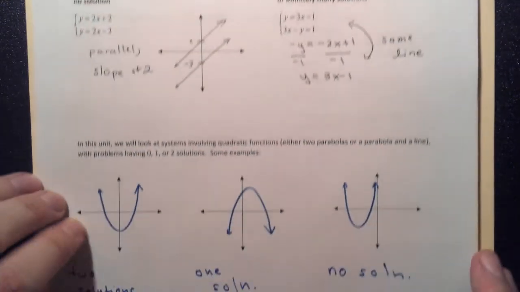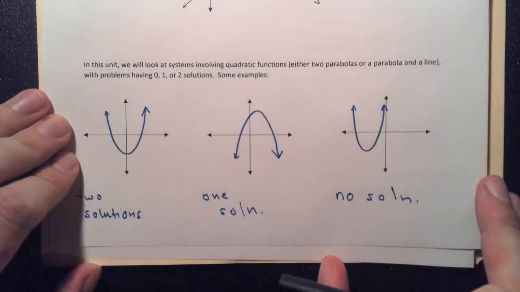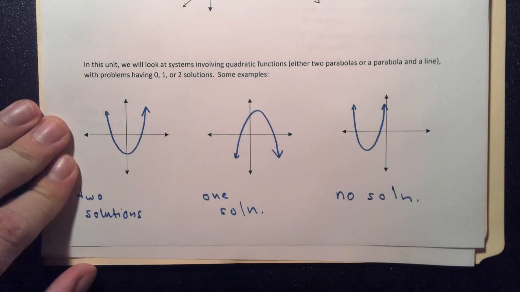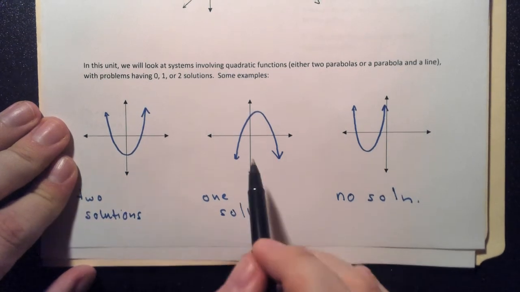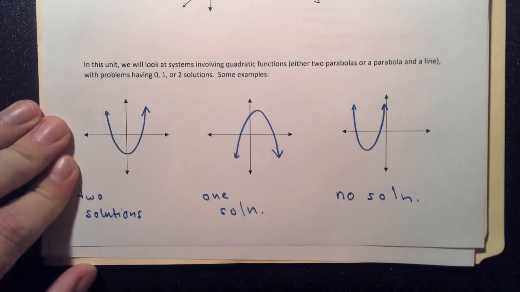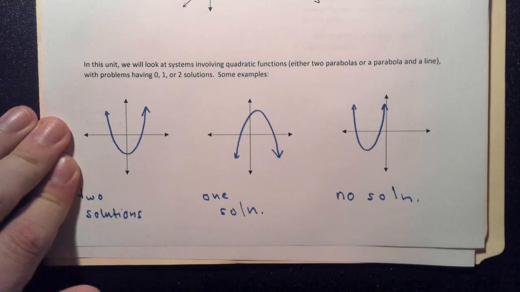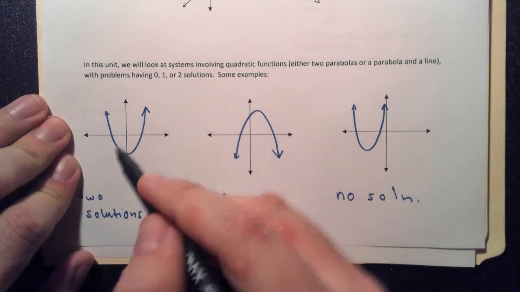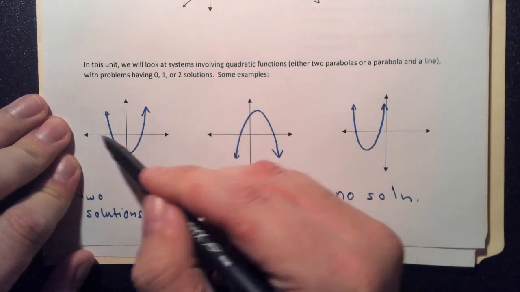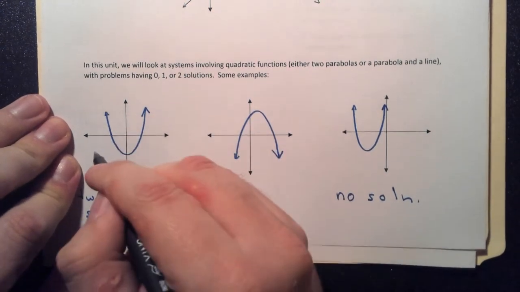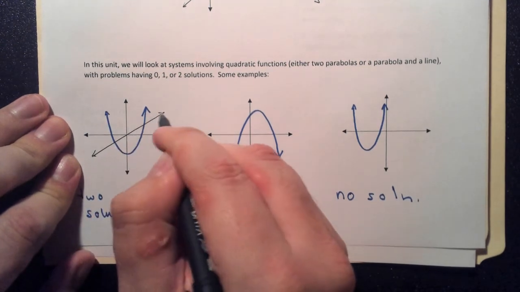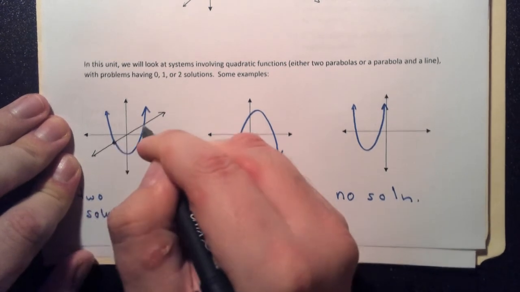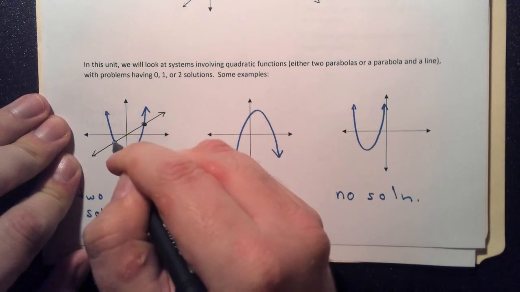I'm mainly going to review how to solve linear systems today, but just to look ahead a little bit. When we're looking at systems involving quadratic functions, either two parabolas or a parabola and a line, our problems will have either 0, 1, or 2 solutions. If I wanted two solutions, I can just imagine a parabola or a line that intersects this curve twice. And I could see here I would have two solutions.